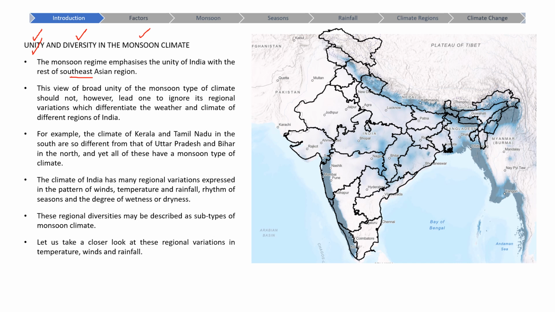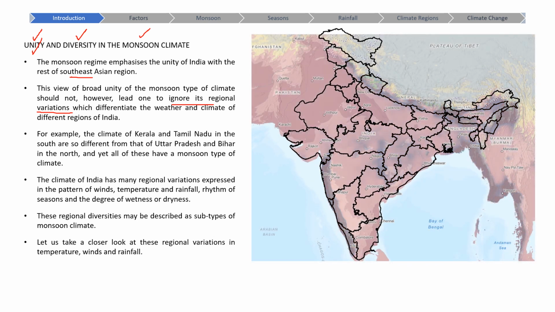The other is that we know there is a unity, but we should not ignore its regional variation. Okay, we should not ignore the regional variation. It does not mean that the monsoon is coming and giving equal rainfall throughout India. No, no, there is a huge difference. What is the difference? In Kerala, you can see that the rainfall may be above 200 centimeter per annum, but here the rainfall is less than 10 centimeter per annum.